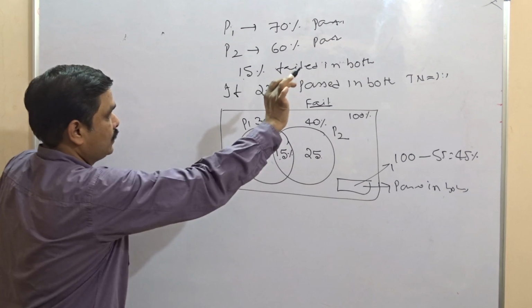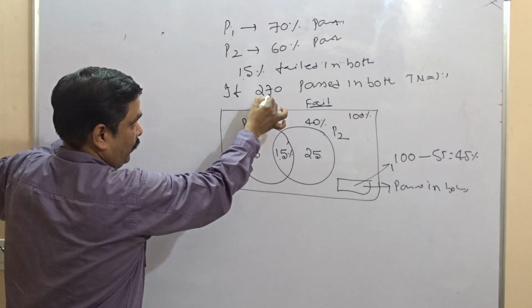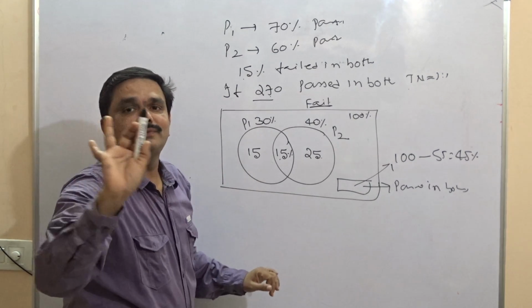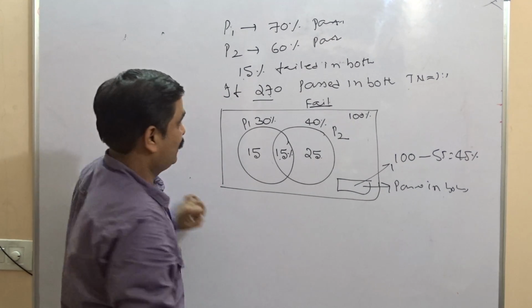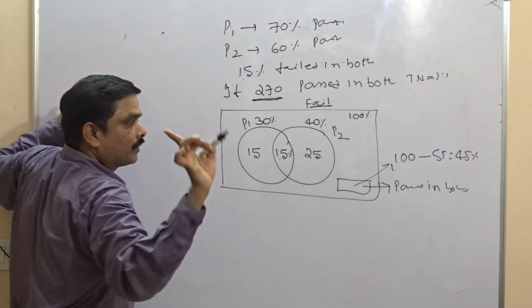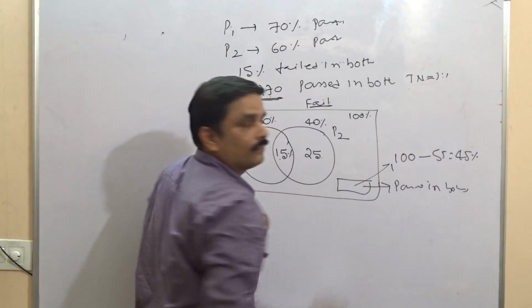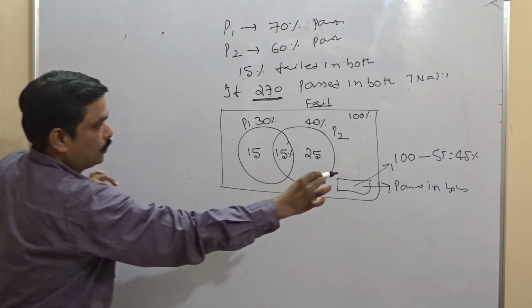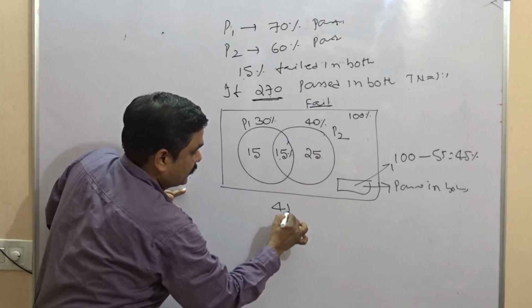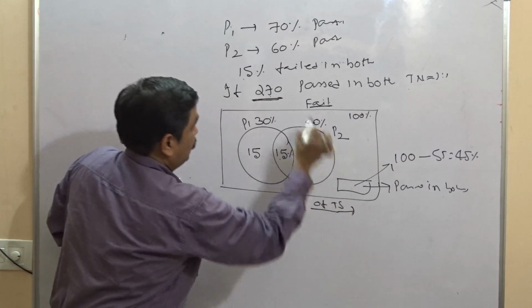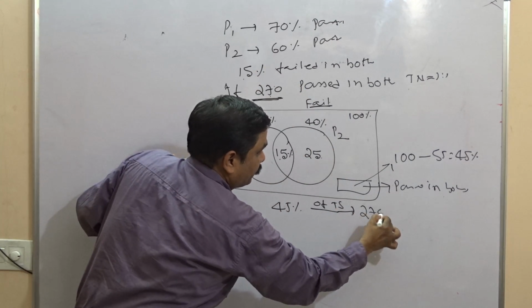Now, according to the given problem, 270 passed in both. What is the total number of students? Now, I should take it this way. Number wise, 270 passed in both. Percentage wise, it is 45. Now, my unitary equation is like this. I am writing here: 45% of the total students is equal to 270.